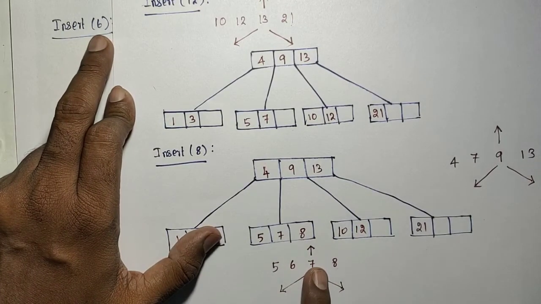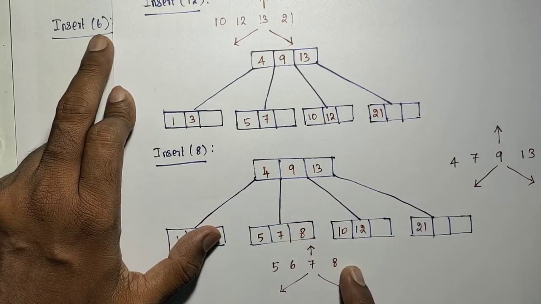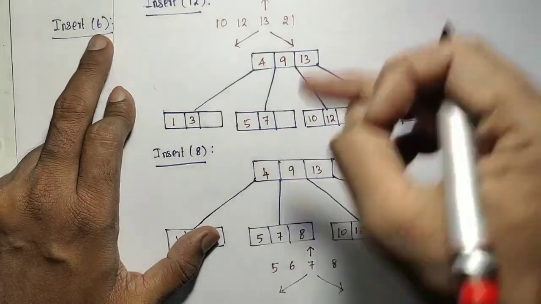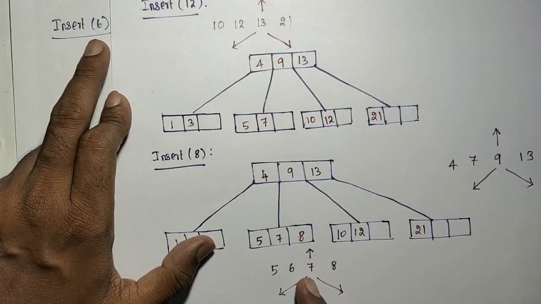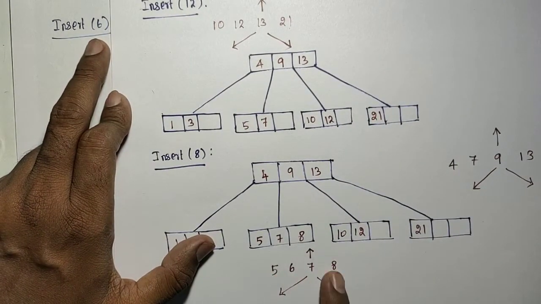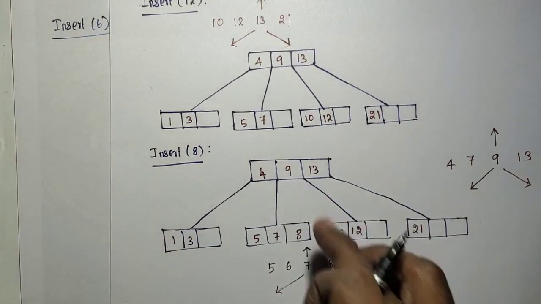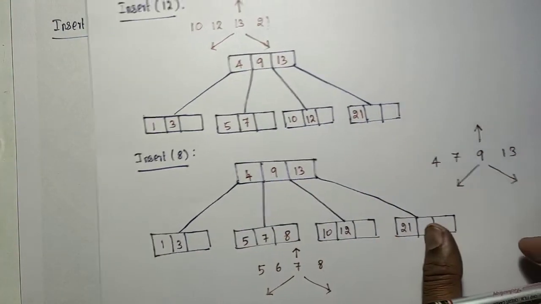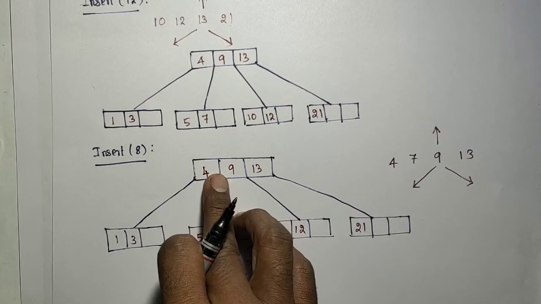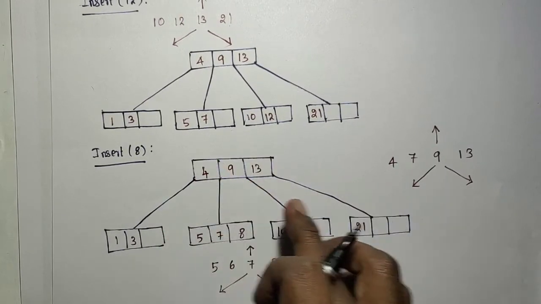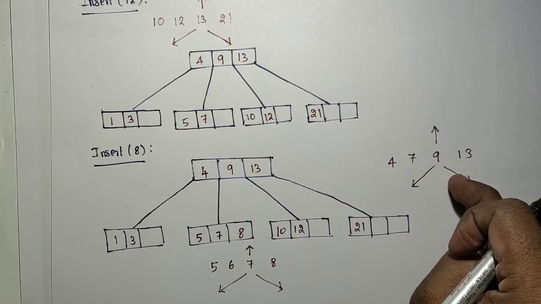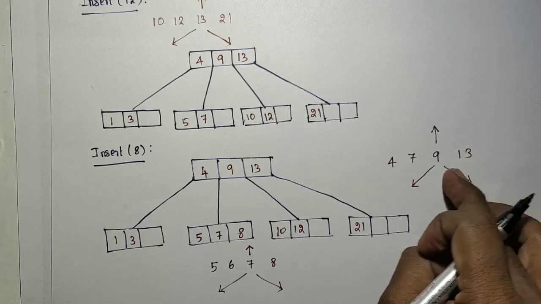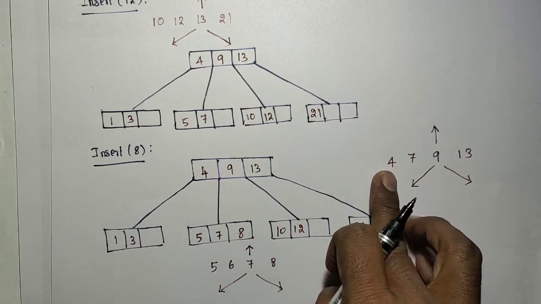So 5, 6, 7, 8. We have written this in ascending order. 7 will be moved to the previous level. The left will be the 5, 6, right will be the 8. So in the previous level, there is no space for the 7. The parent of this node is this node. In that node, there is no space. So there also we are going to apply the split and increase the level.